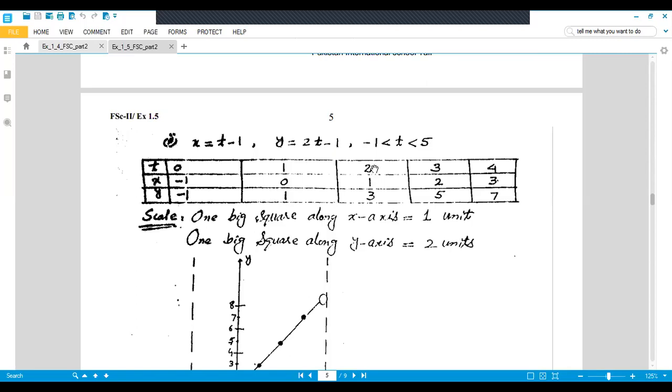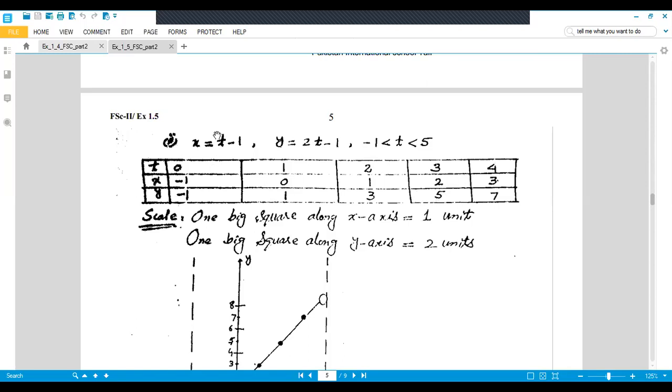Now when you put t is 2 in the first equation, 2 minus 1, so the x value is 1. When you put t value 2 in the second, 2 twos are 4, 4 minus 1 is 3, so the value of y is 3. When you put t value 3 in the first equation, 3 minus 1, you get 2, so x is 2. When you put 3 in the second equation, 3 twos are 6, 6 minus 1 is 5, so y is 5.